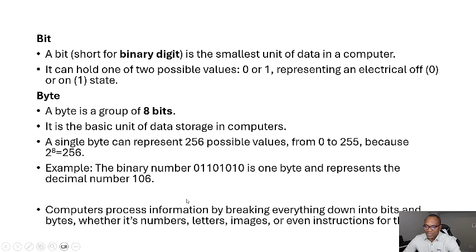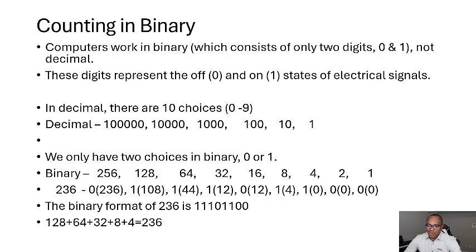So that's that. And let's look at how to convert decimal to binary. In decimal there are 10 possible choices: 0 1 2 3 4 5 6 7 8 9. So it will be increasing from 1 to 10, 10 to 100, 100 to 1000, 100 times 10 is 1000, 1000 times 10 is 10,000, 10,000 times 10 is 100,000. It will increase with a factor of 10 like that.